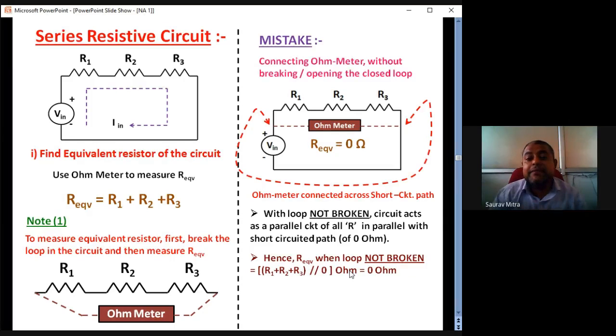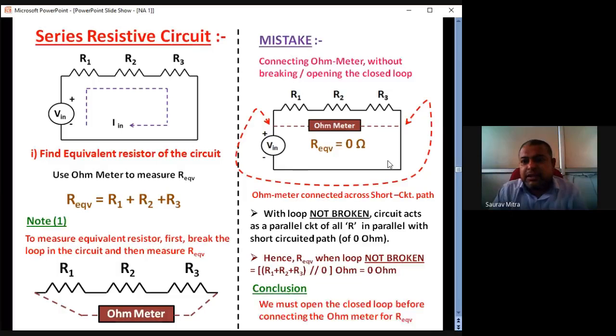So this is the reason why if you are not opening the loop and trying to measure the equivalent resistance, in that case the ohm meter will show you 0 reading. So whenever you are in the lab, try to find out what exactly happens if you are not opening the loop and you are trying to find out the resistance, then you will be finding equivalent resistance as 0. This conclusion is very important.